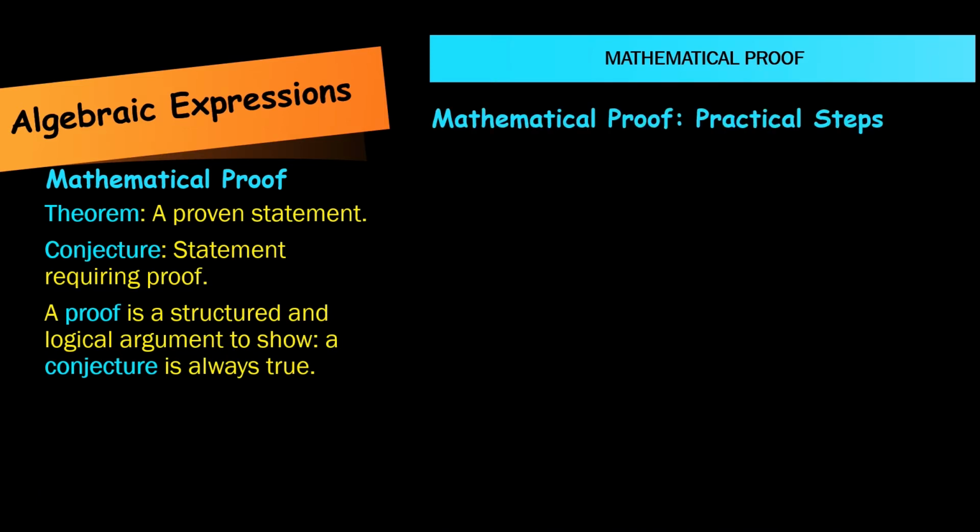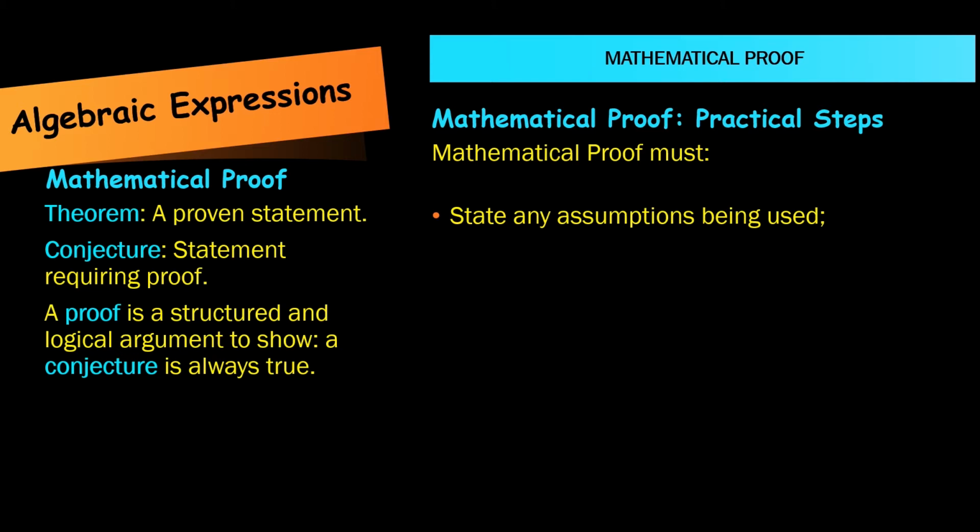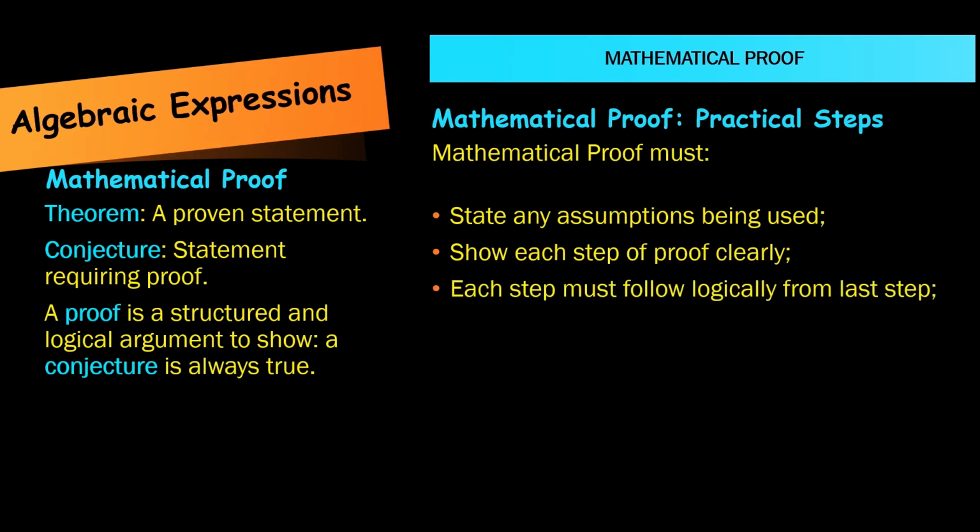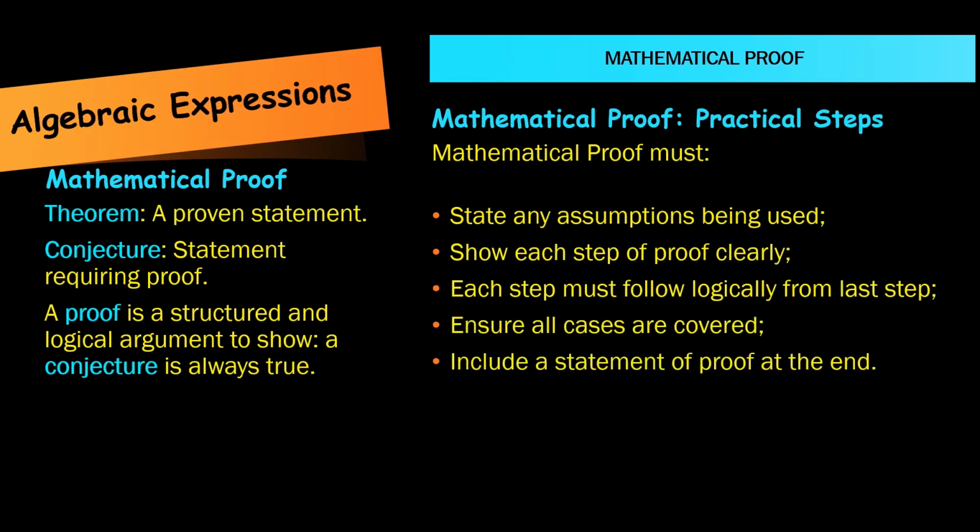What is also important in a mathematical proof? A mathematical proof must state any assumptions being used, show each step of the proof clearly. Each step must follow logically from the last step, ensure all cases are covered, and include a statement of proof at the end.